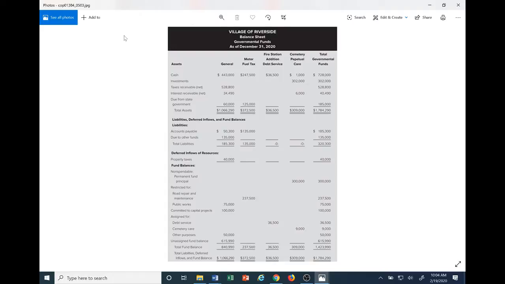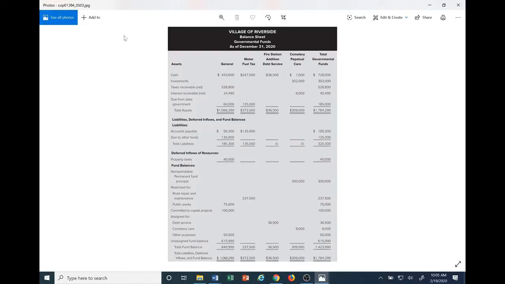As we can see, this Village of Riverside actually had no non-major funds, so we don't have one. I also want to point out that the capital projects fund that we went over is not presented here because it was closed, because we finished that project. We mentioned that on Monday as well, but that's why it's not here. If the project was still underway, it would have its own column here.